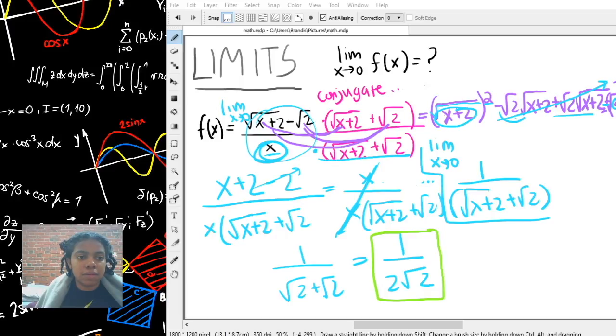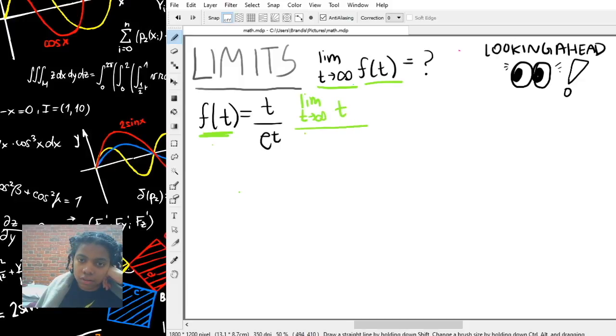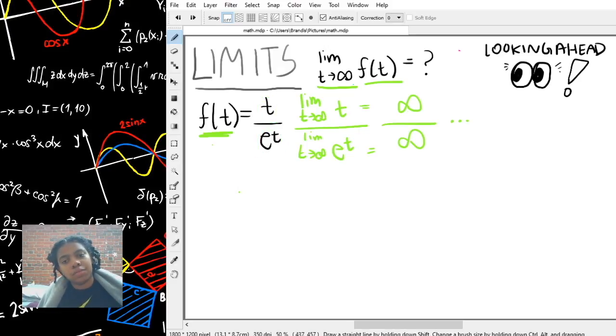All right. So this next problem is just a little sneak preview of what you're going to do later in the year, but I still wanted to put it in. So say you have this, and it's asking for the limit as t goes to infinity of this function right here. And you say, well, our property says the limit as t goes to infinity of t over the limit as t goes to infinity of e to the t. Well, that's infinity over infinity. But you can't really factor this. There's nothing you can do about that. So what are you to do?